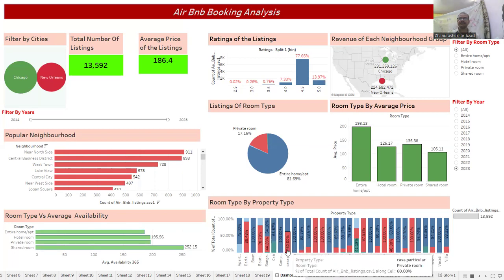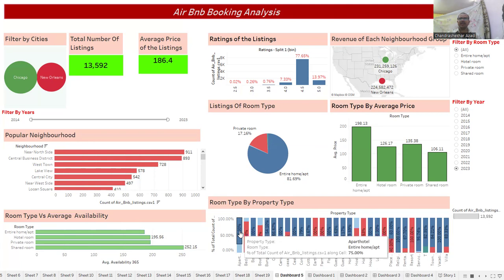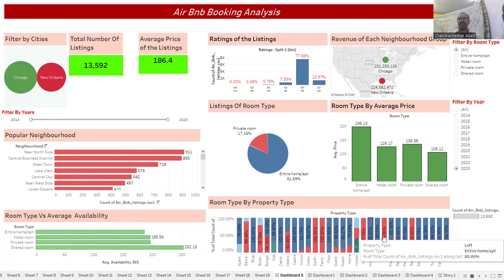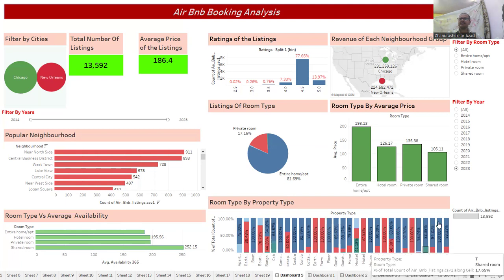Here also the property types are either private rooms or entire home apartment. A few property types include hotel rooms and shared rooms. So this is the year-by-year analysis of the Airbnb dataset of 2 cities.